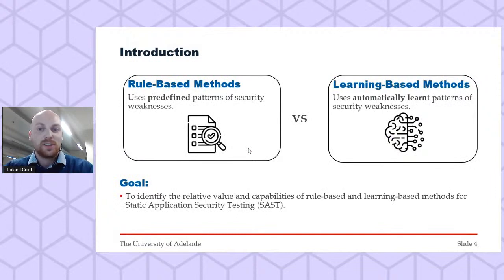So really, we've observed two main approaches for static application security testing: the rule-based methods, which use predefined patterns, and the learning-based methods, which use automatically learned patterns. However, up till now, they've really existed in isolation. We've lacked that comparison of their capabilities, and we aim to bridge this gap with our study. We look into their relative strengths and capabilities, and we want to see to what extent SAST is achievable. Ultimately, what method should we look towards in the future?